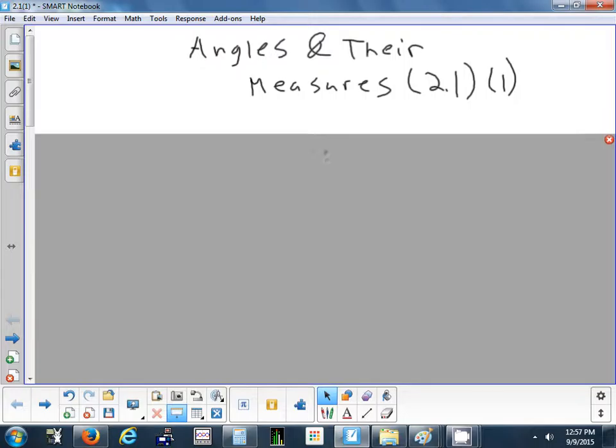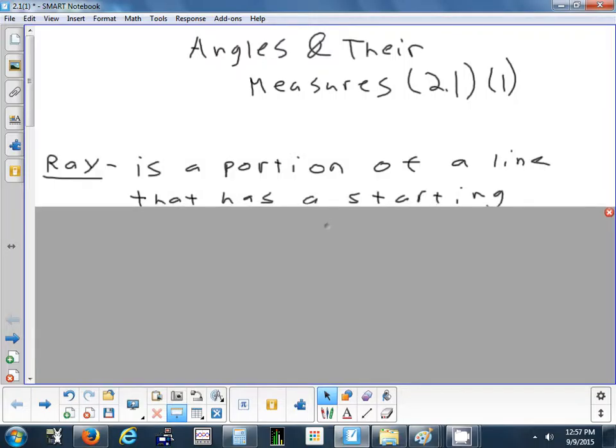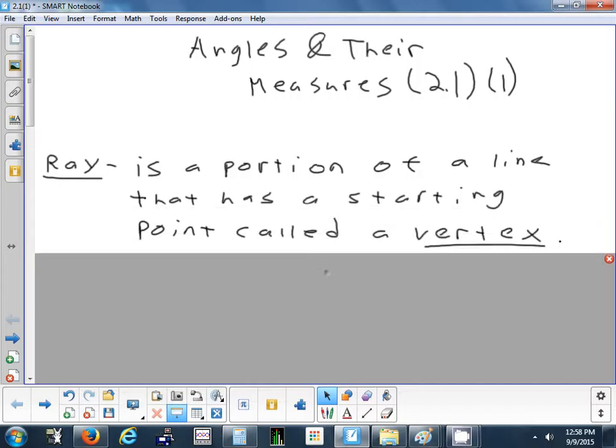All right, so we'll start out by defining what an angle is. But to define that, we have to define a couple things that make up an angle. One of those things is a ray. A ray is basically a portion of a line that has a starting point we call a vertex, and it extends in one dimension forever.